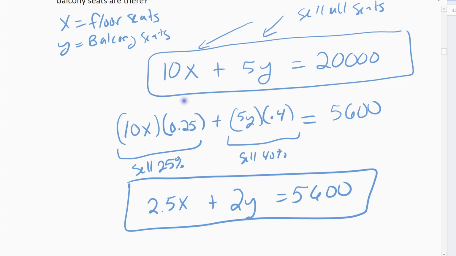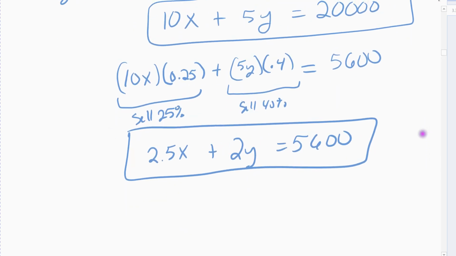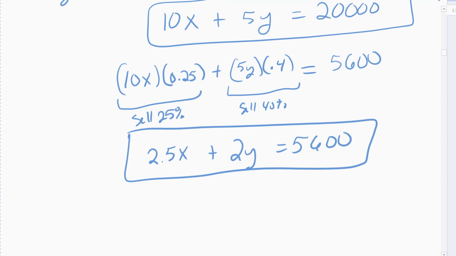This was 25% of the floor seats. This was 40% of the balcony seats. Once I've got that, that's the hard part. Now I'm ready to go to the calculator.